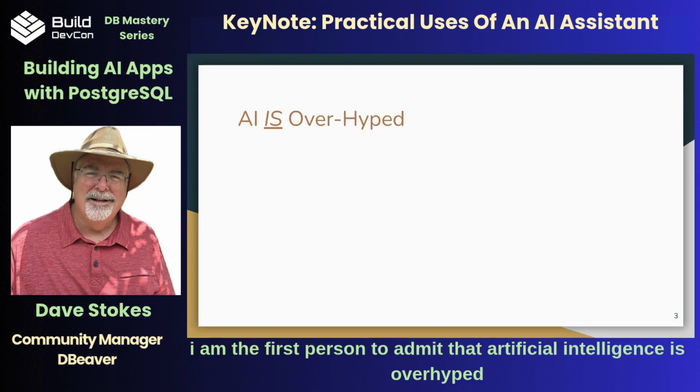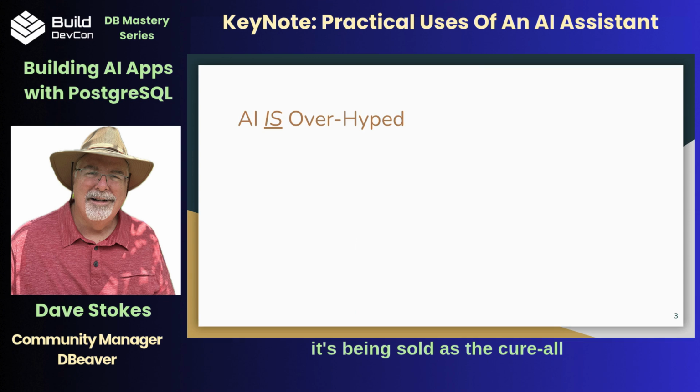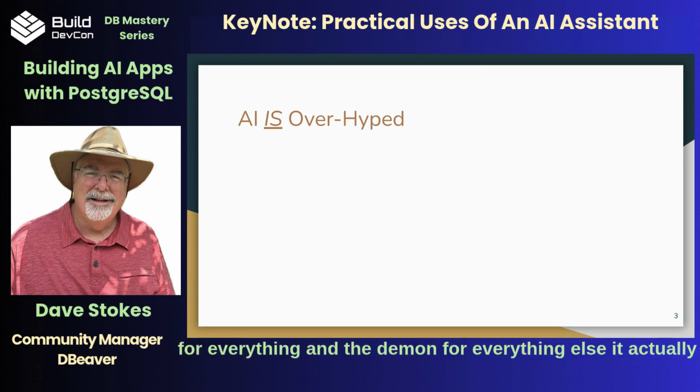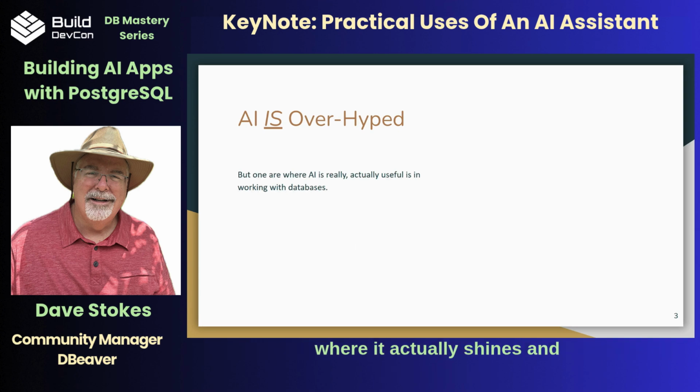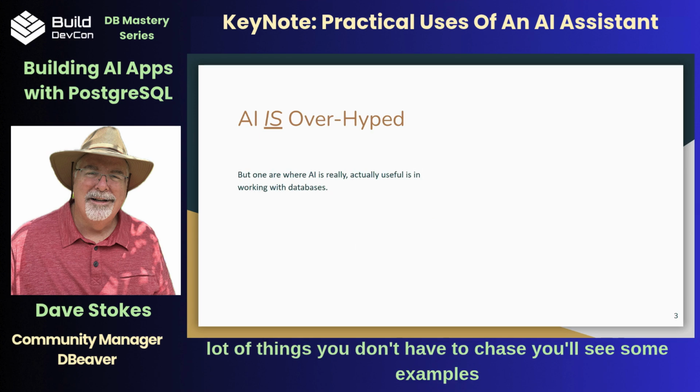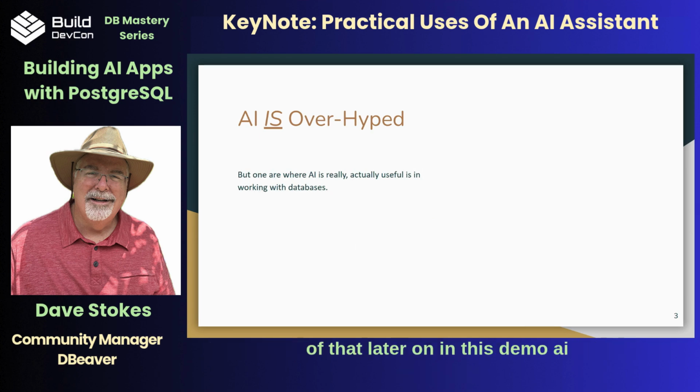Now, I am the first person to admit that artificial intelligence is overhyped. It's being sold as the cure-all for everything and the demon for everything else. It actually is really good when working with a database. There are some places where it actually shines. And I'm talking, it can make your life a lot easier. A lot of things you don't have to chase. You'll see some examples of that later on in this demo.